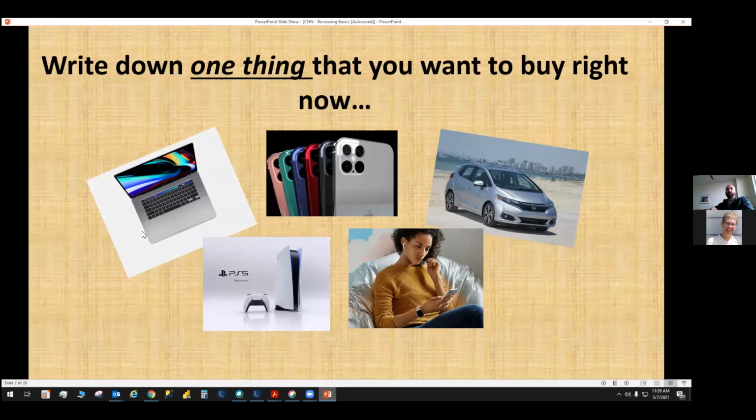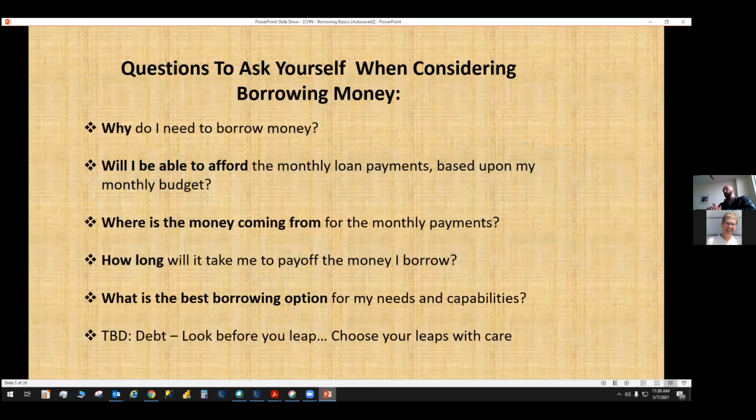So I'm going to go back to the slides. So we're talking about borrowing money, getting a loan to make a purchase for something that you might not have enough money for right now today to be able to afford. And there's some questions to ask yourself when you're thinking about borrowing money. Why do you want to borrow the money? Can you afford the monthly payments on a loan if you borrow that money? Where's the money going to come from within your budget? How long will it take you to pay off the money that you borrow?